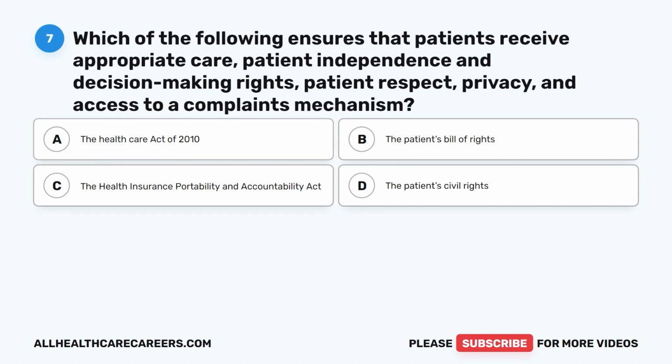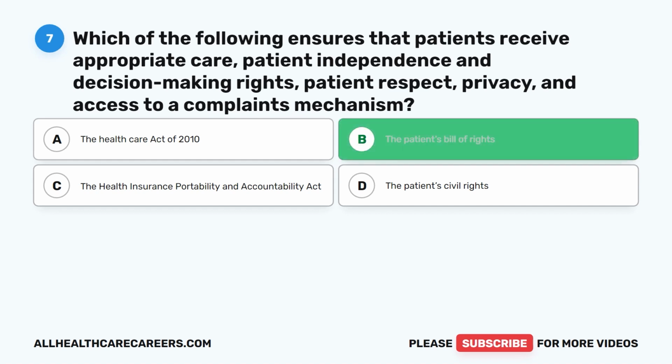Question 7. Which of the following ensures that patients receive appropriate care, patient independence and decision-making rights, patient respect, privacy, and access to a complaints mechanism? A. The Healthcare Act of 2010. B. The Patient's Bill of Rights. C. The Health Insurance Portability and Accountability Act. D. The Patient's Civil Rights. The correct answer is B.